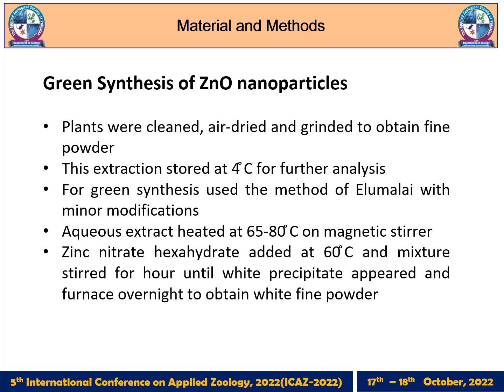How did we perform the green synthesis of zinc oxide nanoparticles? We took the plants, cleaned them, dried them, and ground them to obtain a fine powder. The extract was stored at 4 degrees Celsius for further analysis, and for the green synthesis we used the method of Elumalai with minor modification. The aqueous extract was heated at 65 to 80 degrees Celsius on a magnetic stirrer, and we added zinc nitrate hexahydrate at 60 degrees Celsius and stirred for an hour until a white precipitate appeared, then put it in the furnace overnight to obtain the white fine powder.